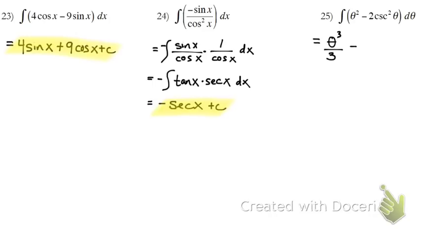For negative 2 cosecant squared of theta, the negative 2 tags along for the ride, so we have that negative 2 still in there. And the integral of cosecant squared is a negative cotangent. So if I have this negative 2, and the integral of cosecant squared is negative cotangent, that's going to turn this into a plus 2 times cotangent of x plus c. Or actually, sorry, cotangent of theta plus c.